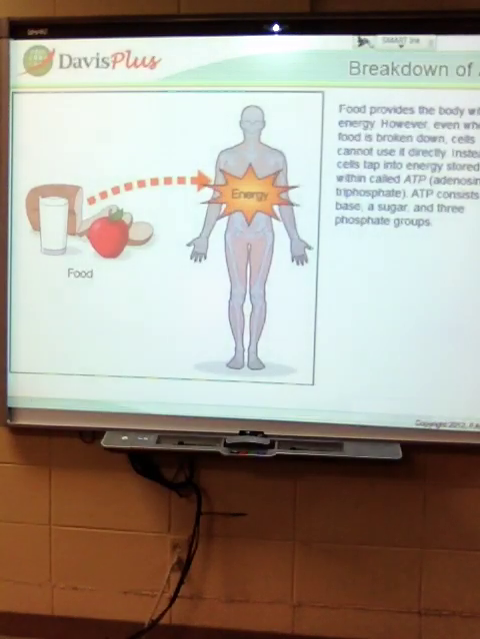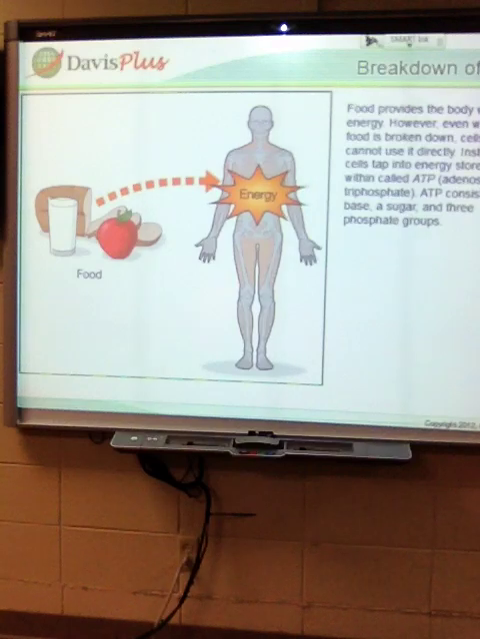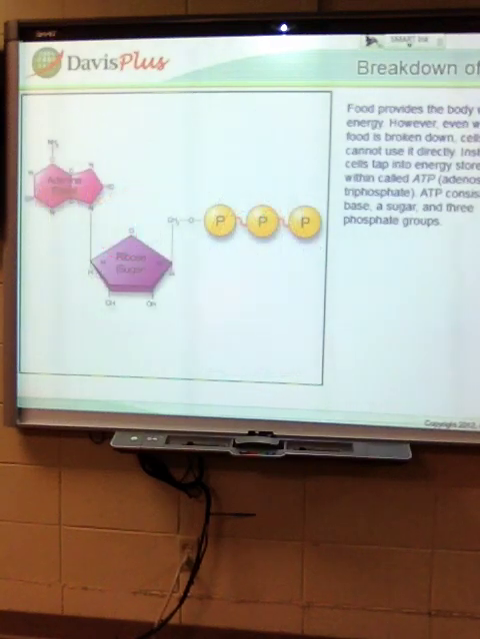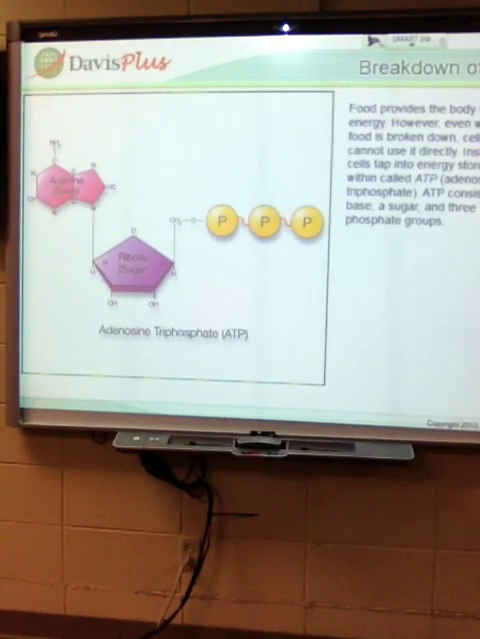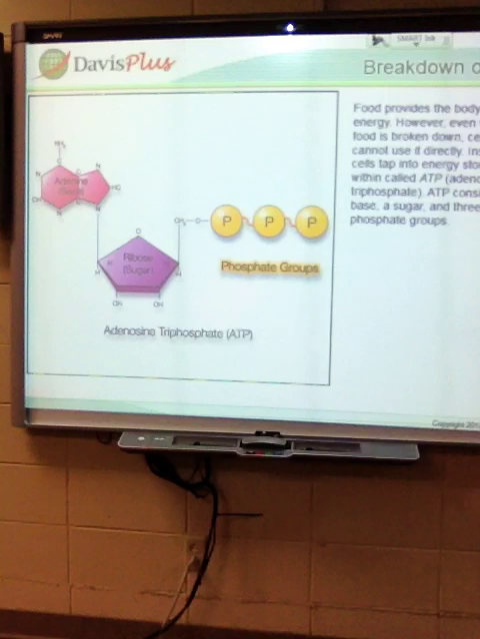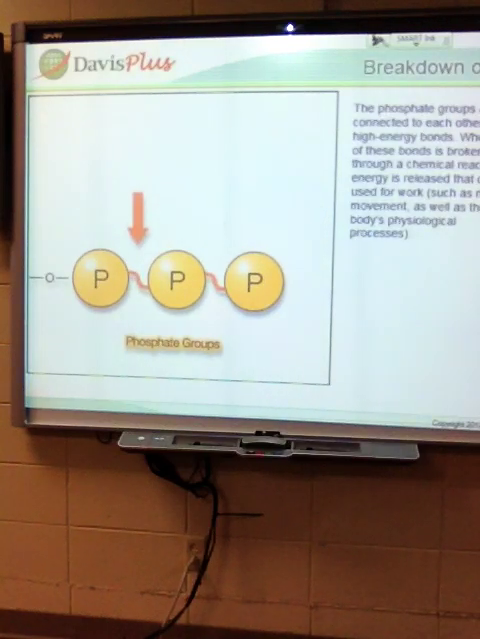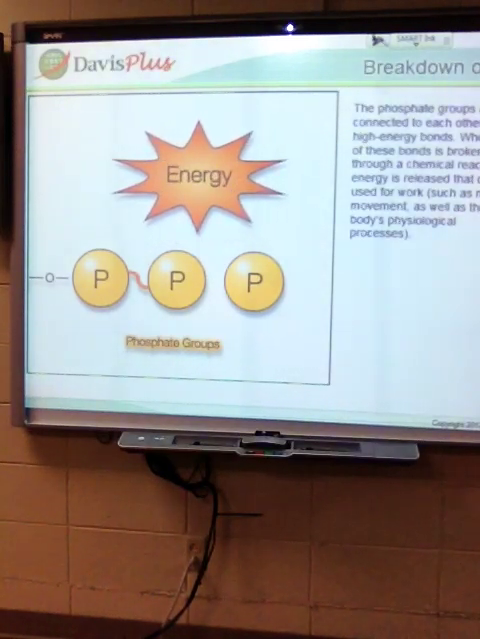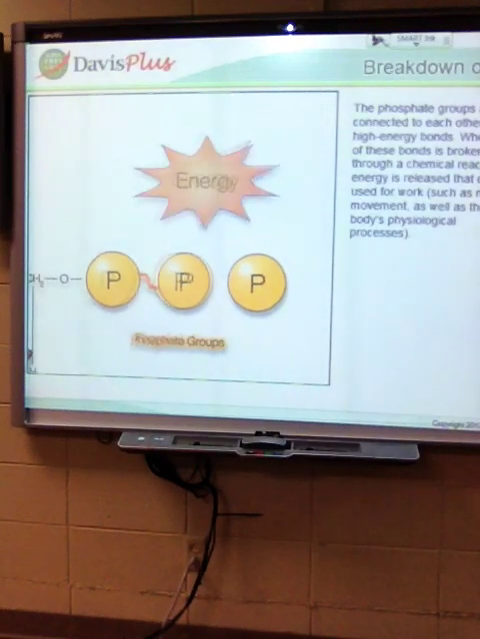Food provides the body with energy. However, even when food is broken down, cells cannot use it directly. Instead, cells tap into energy stored within the compound called ATP, adenosine triphosphate. ATP consists of a base, a sugar, and 3 phosphate groups. The phosphate groups are connected to each other with high energy bonds. When one of these bonds is broken through a chemical reaction, energy is released that can be used for work, such as muscle movement, as well as the body's physiological processes.